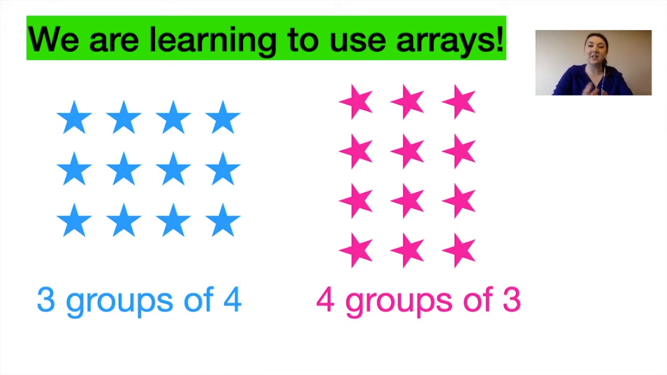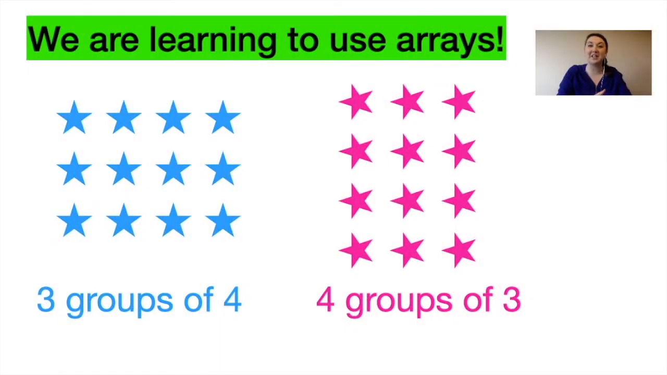Now if we count each of these stars together, I've got 12 in my blue and 12 in my pink. It's exactly the same. It is the same multiplication problem. It's 3 times 4, we flip it, 4 times 3, and we get the exact same answer.